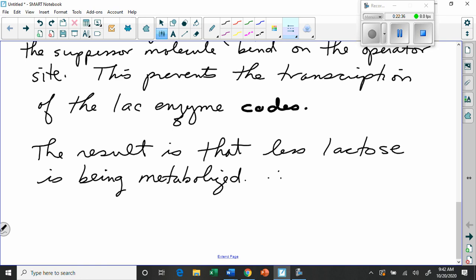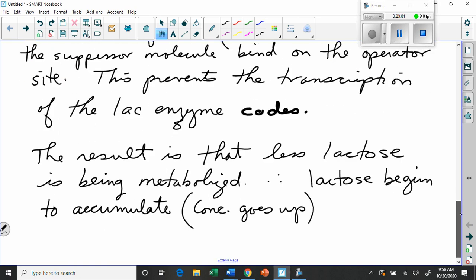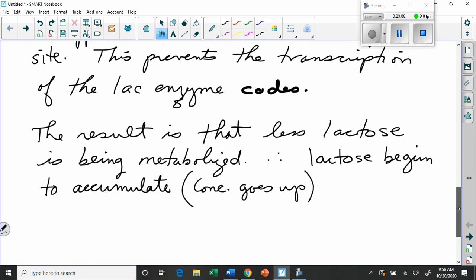Therefore, lactose begins to accumulate. The concentration of lactose will rise slowly. Let's put that in brackets. The concentration goes up. As the concentration of lactose goes up, something interesting happens. So finish copying that. All right. So as the lactose begins to go up in concentration, here's what happens. So now we'll draw the next set of pictures.